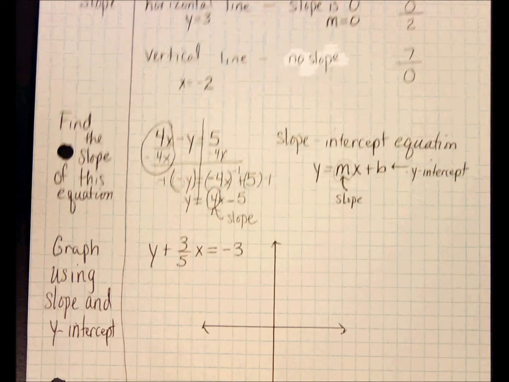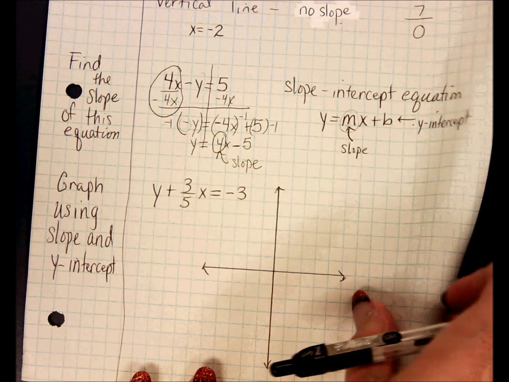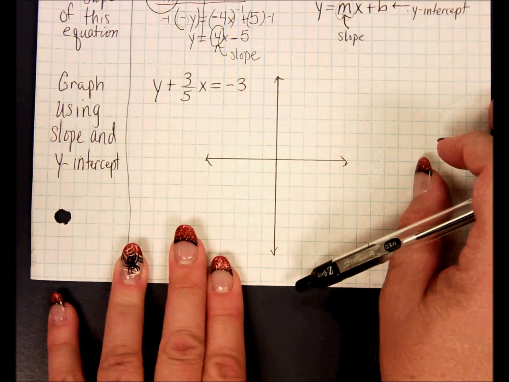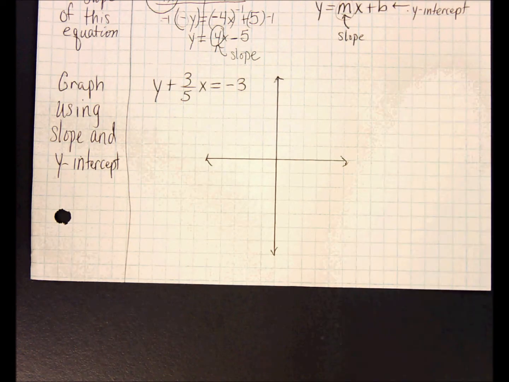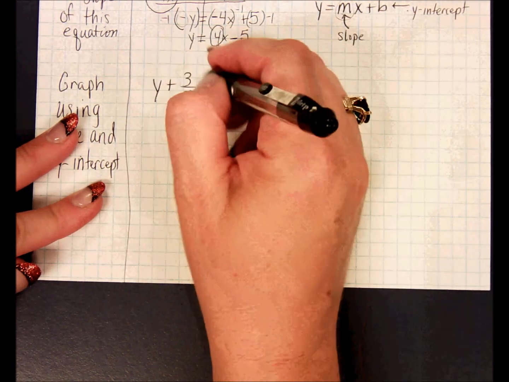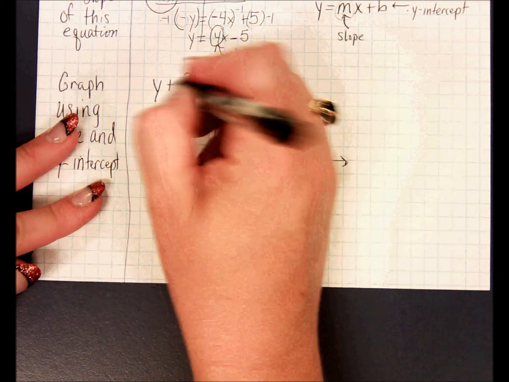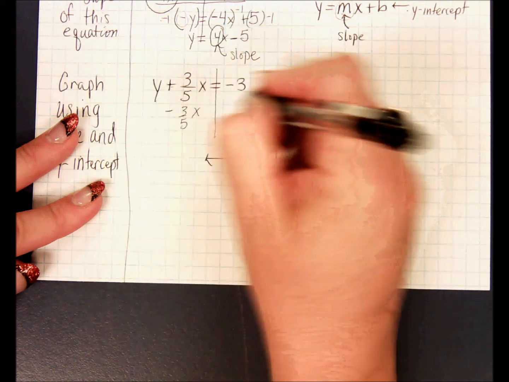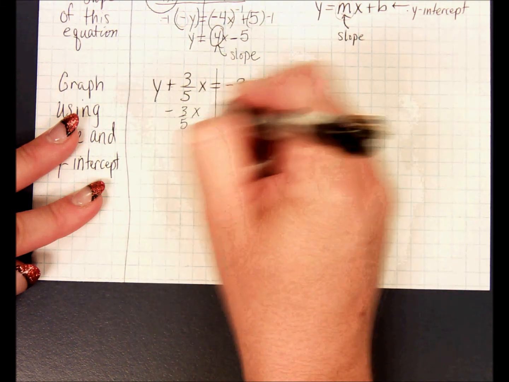Now let's graph using slope and y-intercept. So this is what I was talking about a little earlier. You can use this method anytime you want. Again, you have to get the y by itself. So in the case of this problem, we need to move this. It's a positive, it's adding, so I'm going to subtract 3/5 x from both sides.